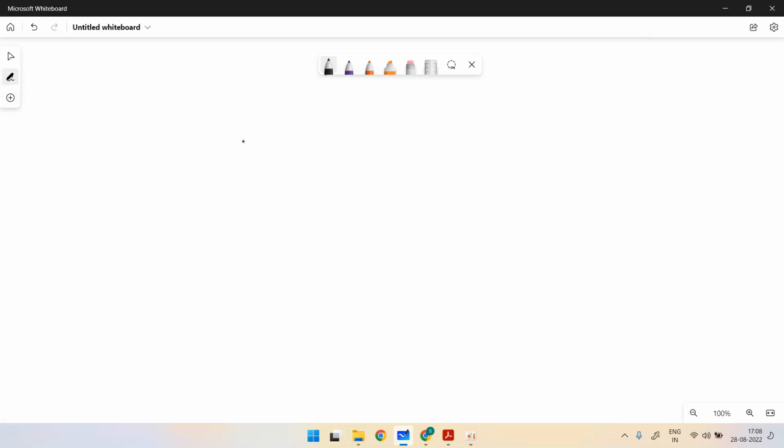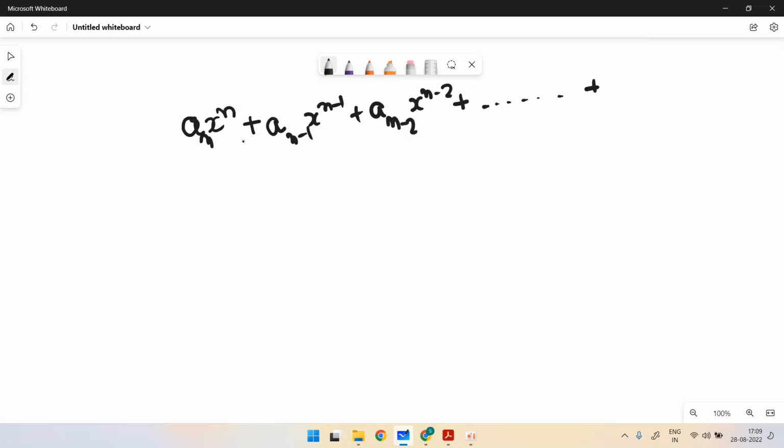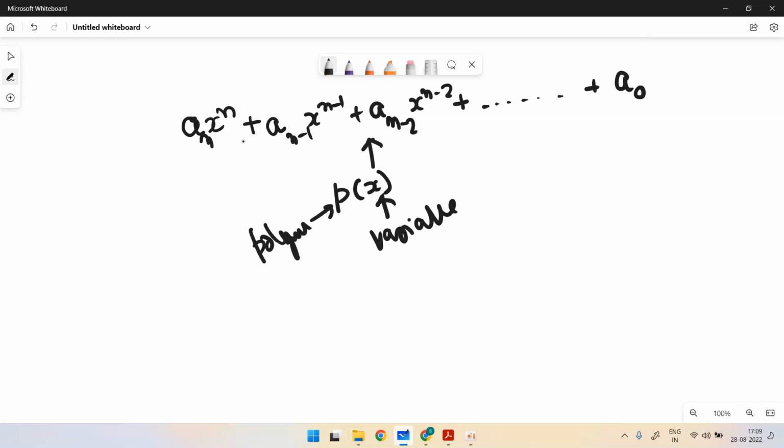A polynomial is an expression of the form a_n x^n + a_(n-1) x^(n-1) + a_(n-2) x^(n-2) + ... + a_0. This expression is called a polynomial p of variable x, denoted by p(x) equals this.